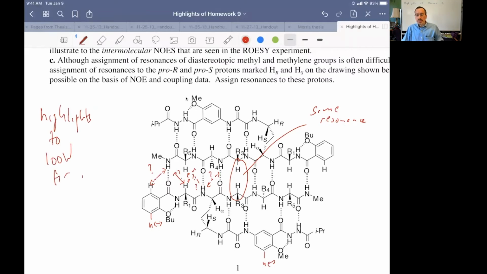So any thoughts or questions on this little preview of a problem that focuses on TOCSY and ROESY?